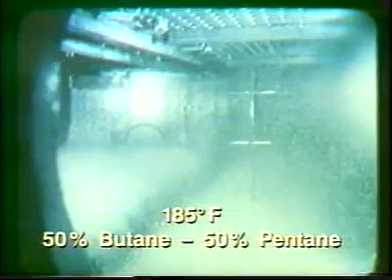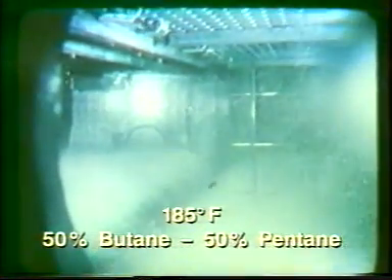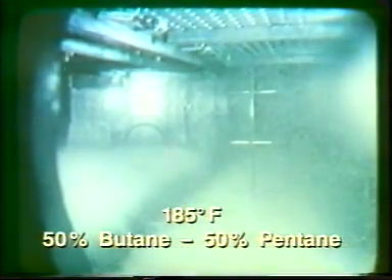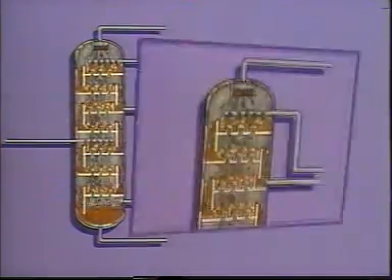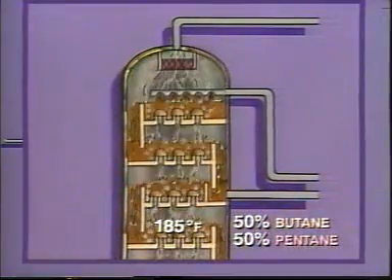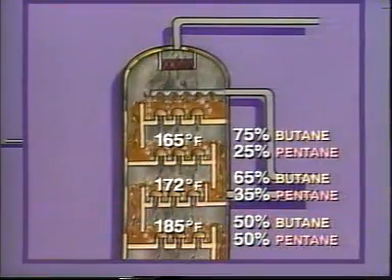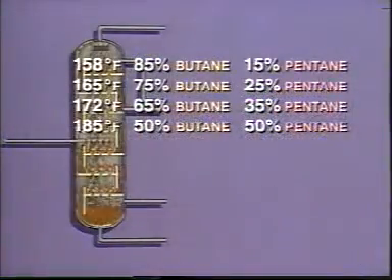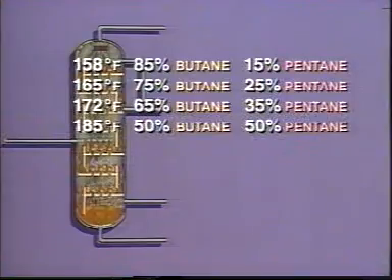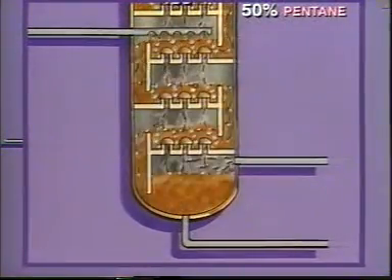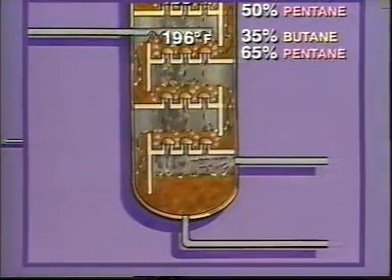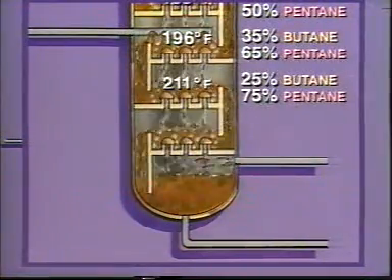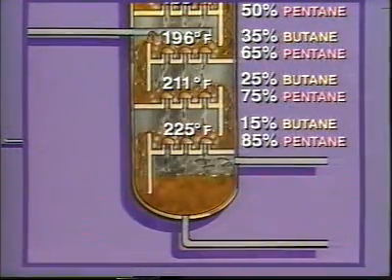The composition of the fraction is determined by the tray temperature. At 185 degrees Fahrenheit, a liquid composed of 50% butane and 50% pentane develops on this tray. As we move up the column, the tray temperature decreases, so a lighter fraction is formed on these trays. This is because more of the heavy component, pentane, is condensed out of the vapors at lower temperatures. As we move down the column, the tray temperature increases, so a heavier fraction is formed here. At high temperatures, more of the light component, butane, is boiled out of the liquid.